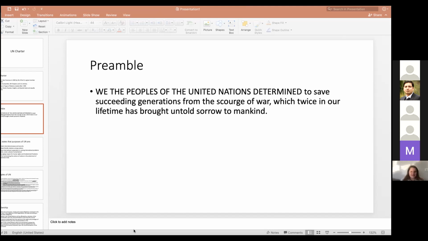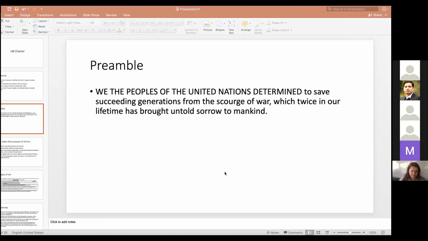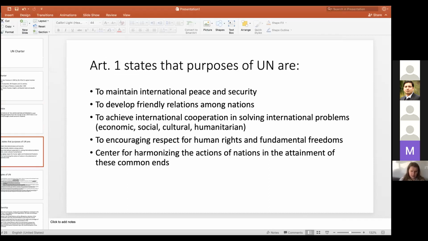So Article 1 states the purposes of the UN. In Article 1 we can read that the purposes of the UN are to maintain international peace and security, to develop friendly relations among nations, to achieve international cooperation in solving international problems, economic, social, cultural, humanitarian, and to encourage respect for human rights and fundamental freedoms. The UN should also serve as a center for harmonizing the actions of nations.